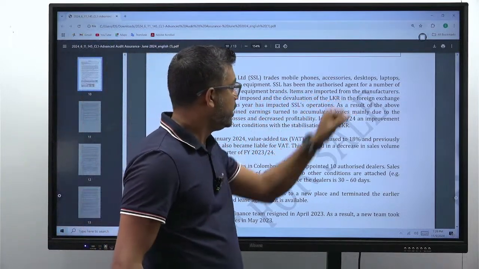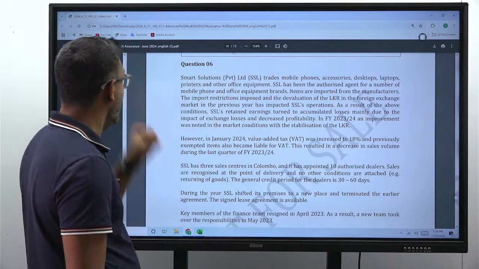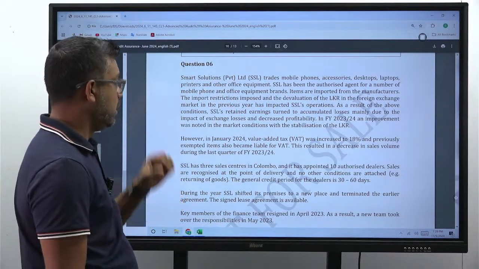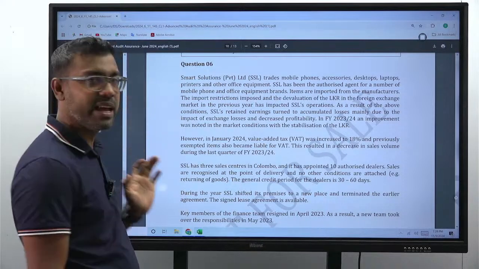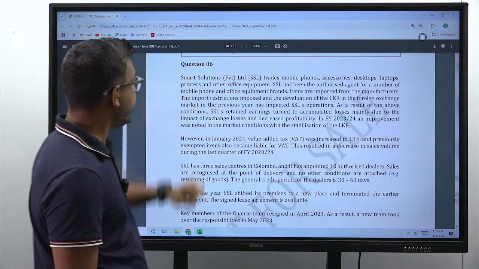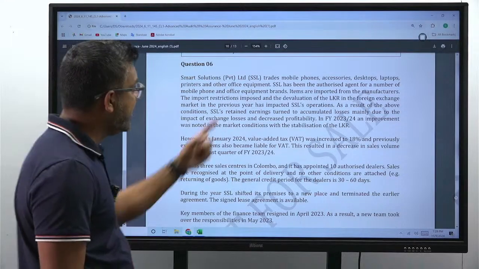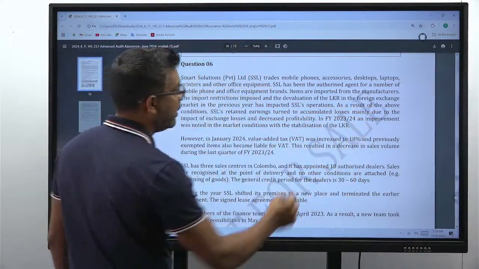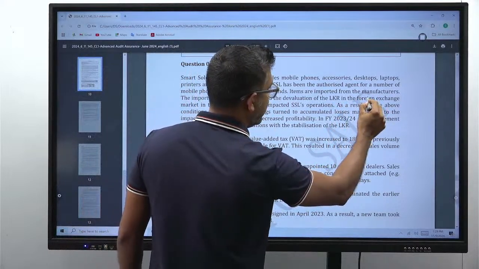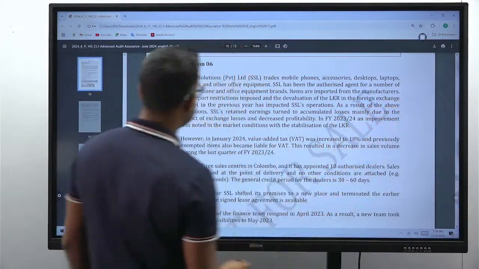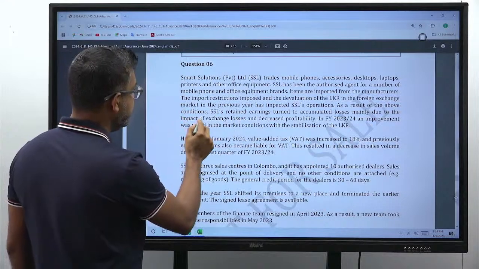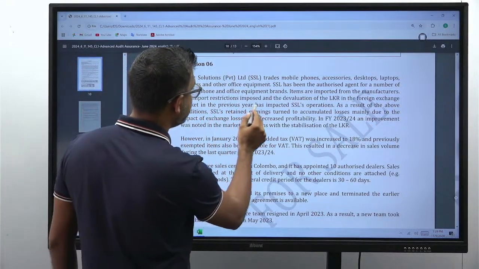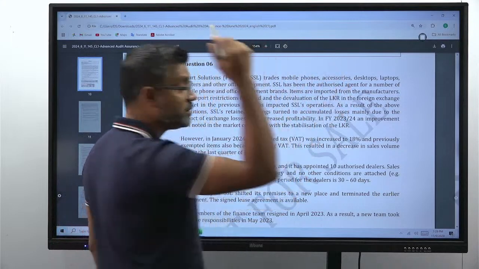Items are imported from manufacturers, the importers. The import restriction and devaluation of LKR in the foreign exchange market in the previous year has impacted SSL's operation.